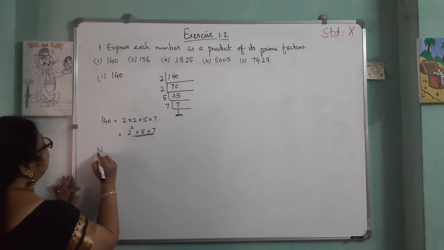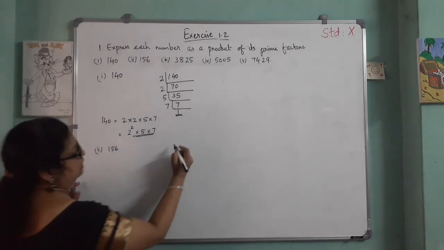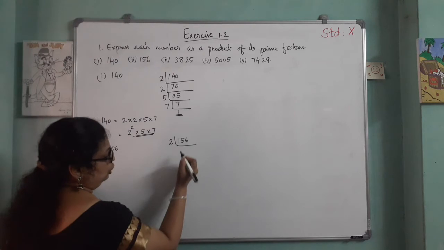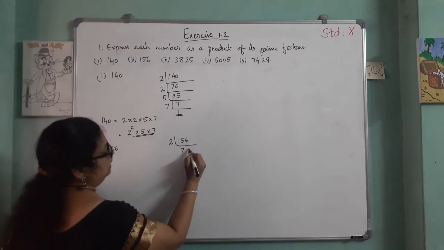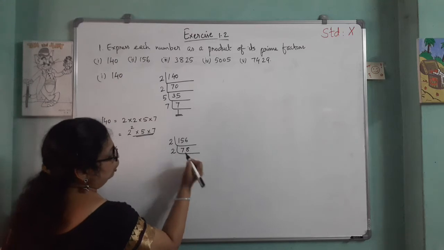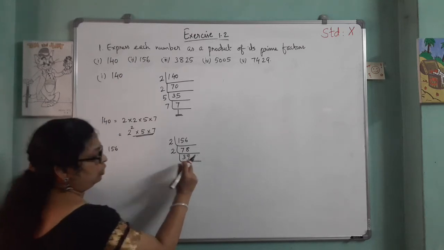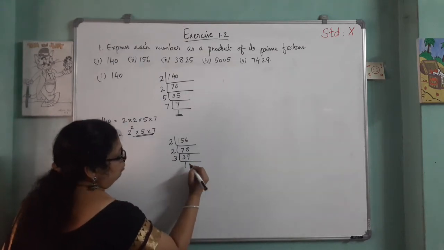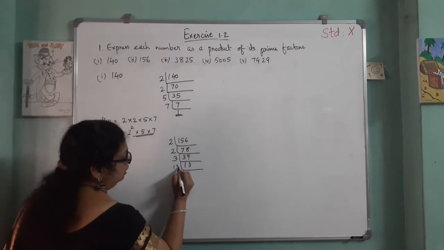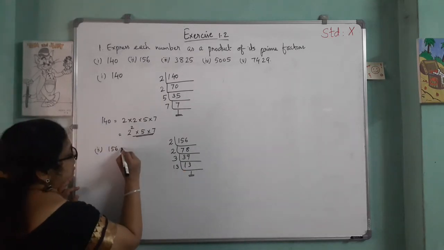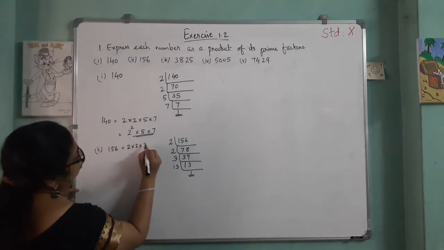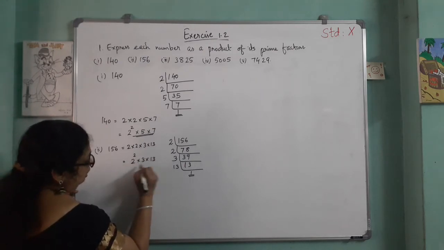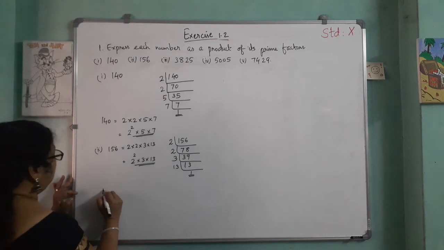Then second question, 156. In this way we can factorize. 156 is an even number, so 2 is a factor. Dividing by 2, we get 78, then again an even number, 2 gives 39. Now 2 is not a factor, then we check 3, which is a factor, so 3 gives 13. 13 is a prime number, so 13 outside, 1. So 156 can be written as 2 into 2 into 3 into 13, which can be written as 2 square into 3 into 13.